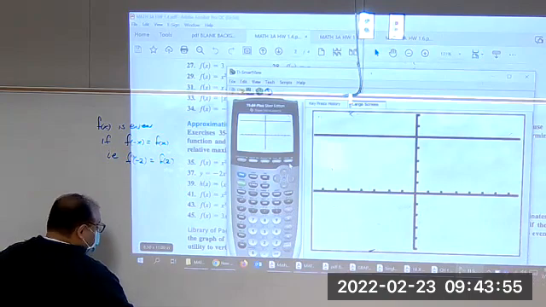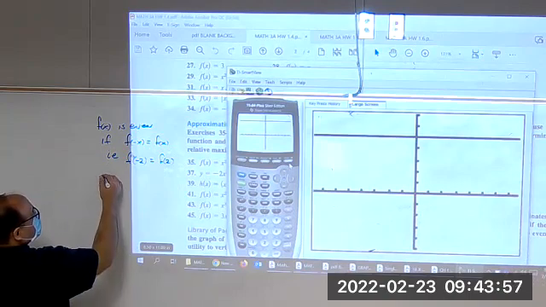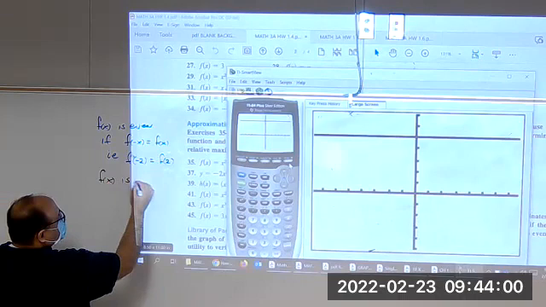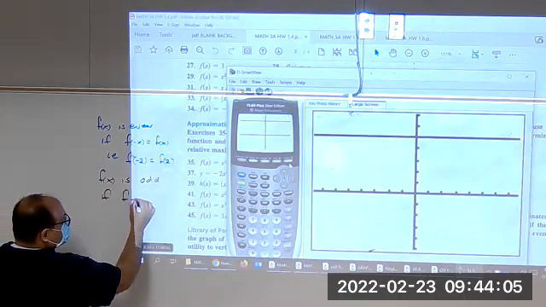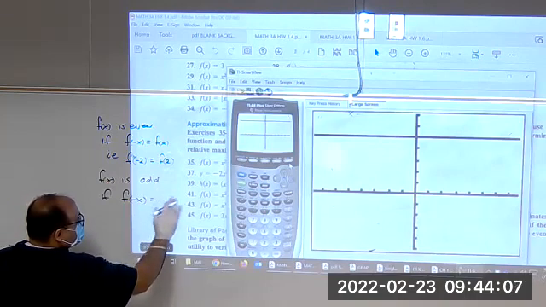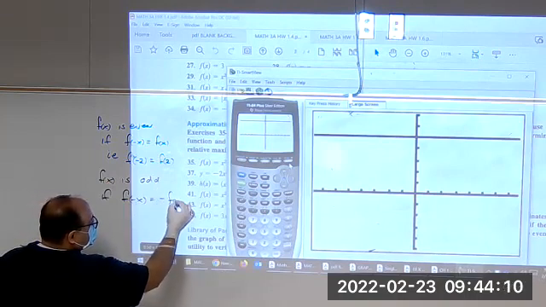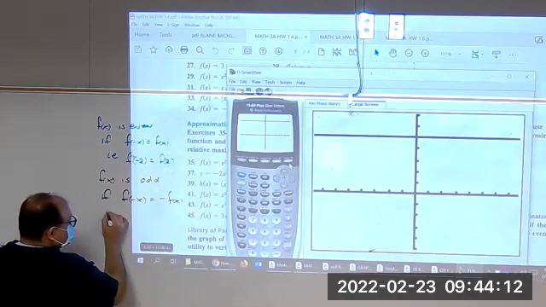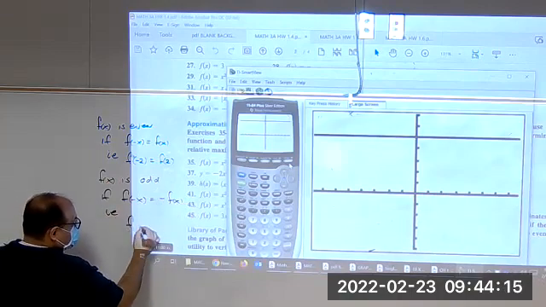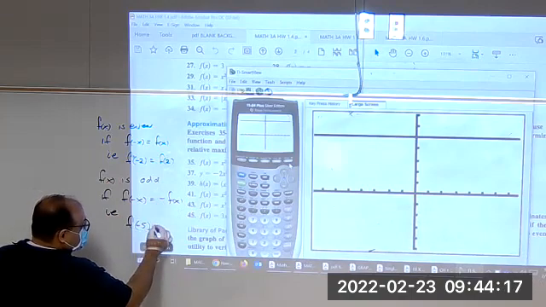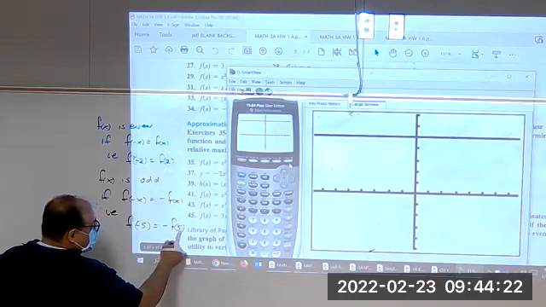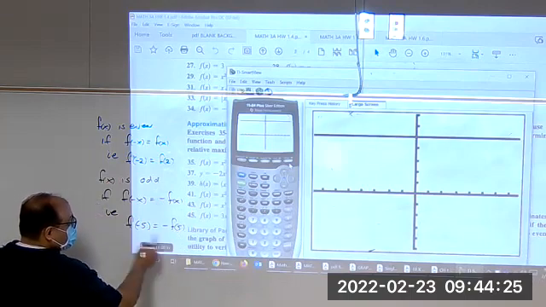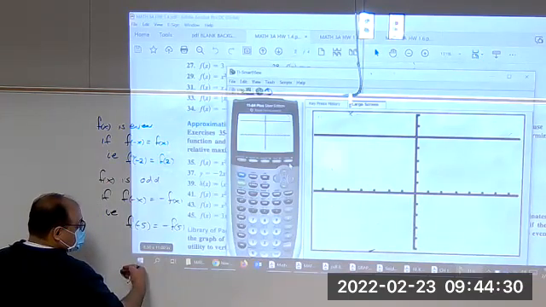F of x is odd if, when you plug in negative x, f of negative x equals the opposite of f of x. So in other words, if you plug in f of -5, that would be the opposite of what f of +5 is. The sign changes on both x and y. So that's a reflection across the y-axis and the x-axis.